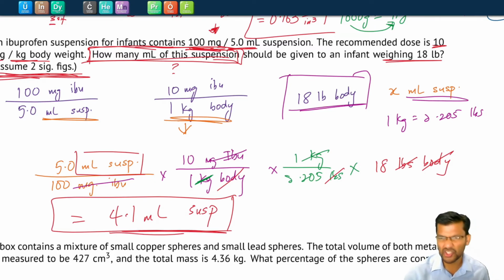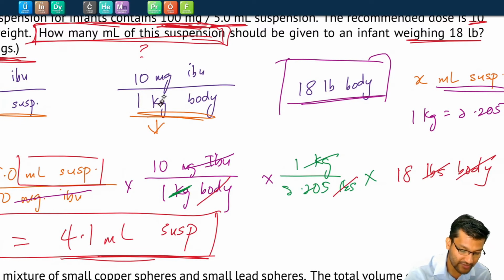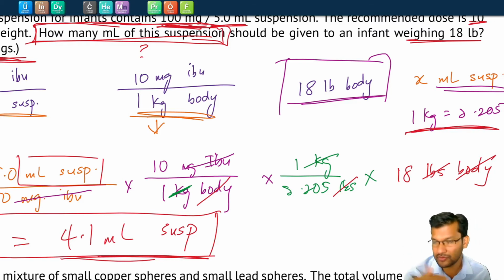Let's check whether the answer is correct. So the units are correct. What about the magnitude? Is the size of the answer correct? The value, 4.1 milliliters. Does that make sense? Well, let's look at what we're given. We know that we need 10 milligrams for every 1 kilogram of body weight. And the baby is 18 pounds. A kilogram is roughly 2 pounds, right? When we're checking, we just use rough numbers to make sure that the numbers come out in the same ballpark. So if a kilogram is every 2 pounds, then 18 pounds is roughly 9 kilograms.